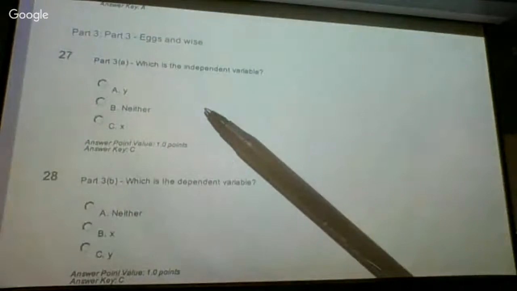So we're going to move on to this problem. Any new questions now that I've showed you how to get it done? All right. Question 27. Let's make this a little bigger.